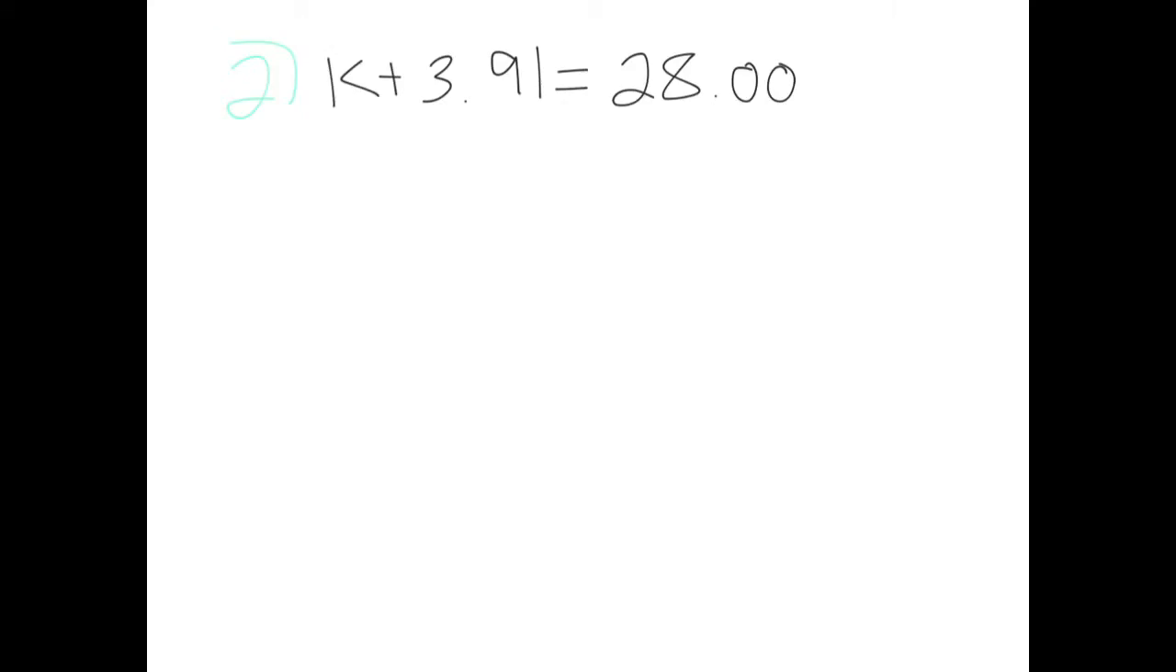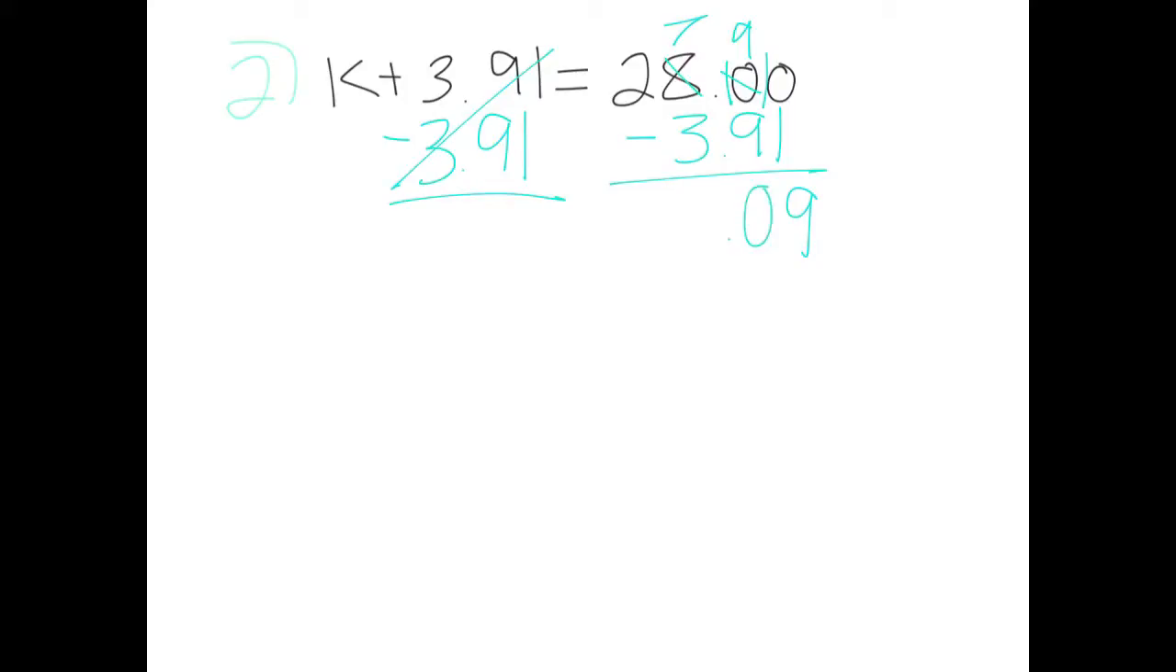To do this problem, you are going to cancel the addition out, and you do that by making a subtraction. 3.1 cancels each other out, and you go minus 3.91, and then so now you can do your subtraction. And then you can check your answer like we did in the previous video.